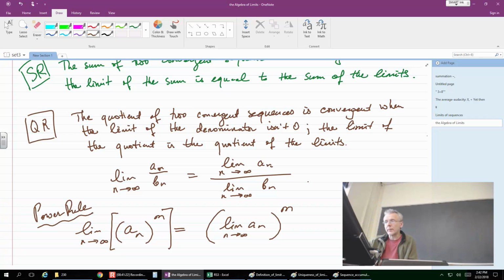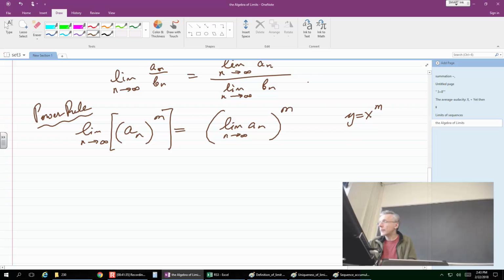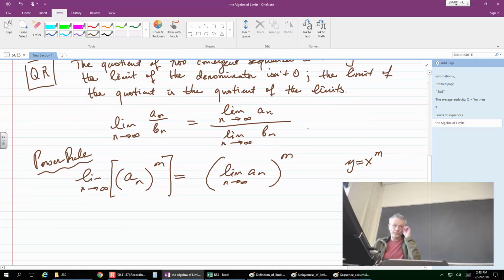And then the question becomes, what is so special about the power function? I'm talking about, say, y equals x to the m. What is so special about this function that makes the rule work? If you remember from Calculus 1. Well, let me do another composition. So the power rule and then variations.